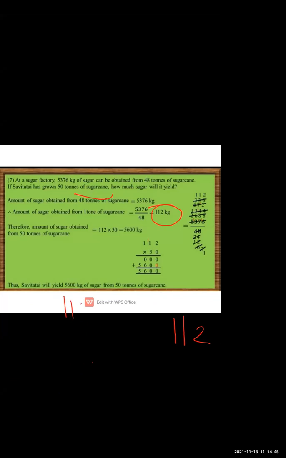112 multiplied by 50. So here we will multiply. 0 2s are 0, 0 1s are 0, 0 1s are 0, 5 2s are 10, 5 1s are 5, and 1, that is 6, and 5 1s are 5. Is it correct?